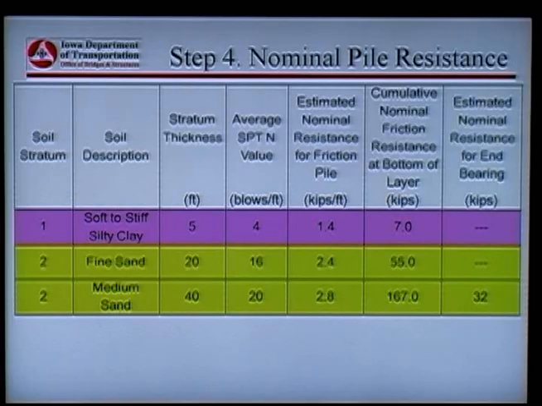And you continue to the third layer. This should be 3 here. Medium sand layer, 40 feet, and the N value is 20, and you select the numbers from the Iowa design chart. This is the unit friction 2.8, and the cumulative is equal to 2.8 multiplied with 40, plus the cumulative up to layer 2, 55, and that gives you a total side friction of 167 kips.